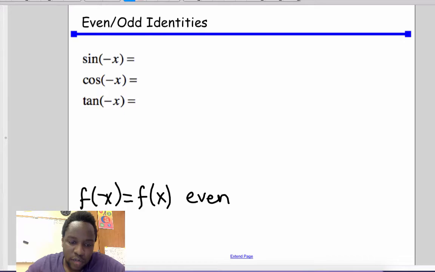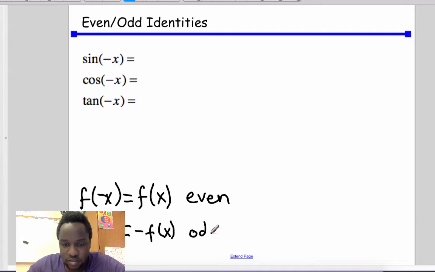Odd functions are when we substitute in negative x for x, we get negative f of x. And so these are odd functions. So basically, we have our basic function, whatever that is, and then if we take the negative x of it, does it look like the same function over again, or does it look like the negative of that function? So let's think this through a little bit.